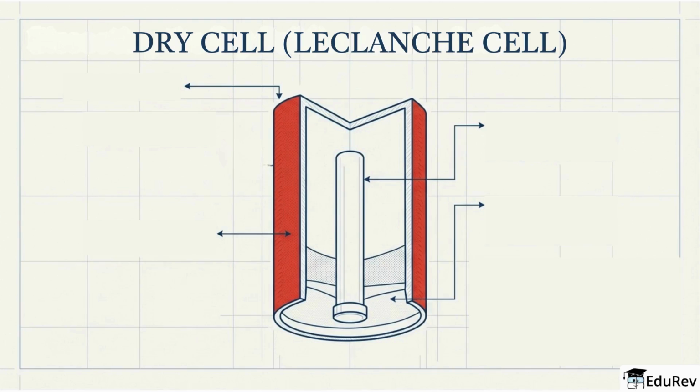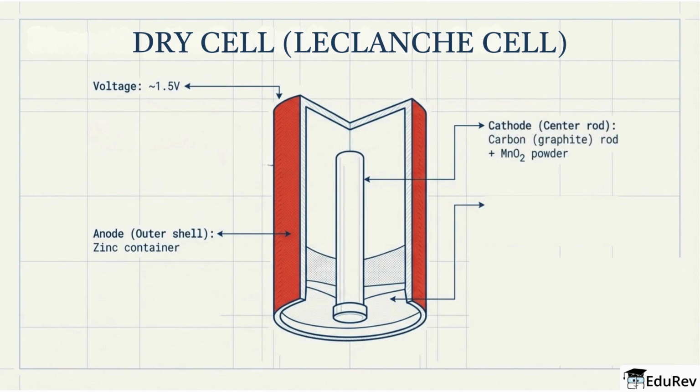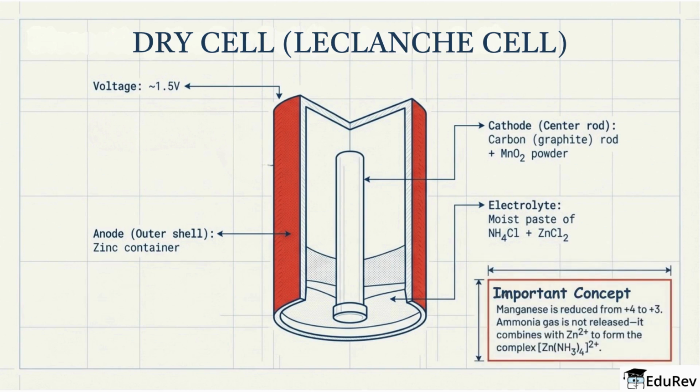The dry cell, also called the Leclanché cell, gives about 1.5 volts. The zinc container is the anode or outer shell. The carbon graphite rod with manganese dioxide is the cathode system in the center. The electrolyte is a moist paste of NH4Cl and ZnCl2. A key concept to remember is that manganese is reduced from +4 to +3 and ammonia gas is not simply released. It combines with Zn2+ to form the complex [Zn(NH3)4]2+.